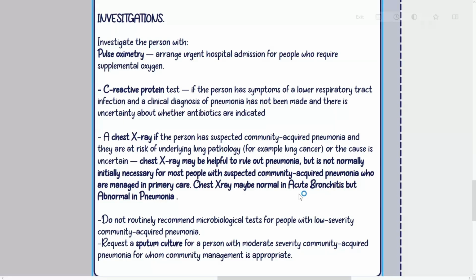Chest X-ray may be normal in acute bronchitis but abnormal in pneumonia. Chest X-ray may be helpful to rule out pneumonia, but is not normally initially necessary for most people with suspected community-acquired pneumonia who are managed in primary care. Do not routinely recommend microbiological tests for people with low-severity community-acquired pneumonia. Request a sputum culture for a person with moderate severity community-acquired pneumonia for whom community management is appropriate.